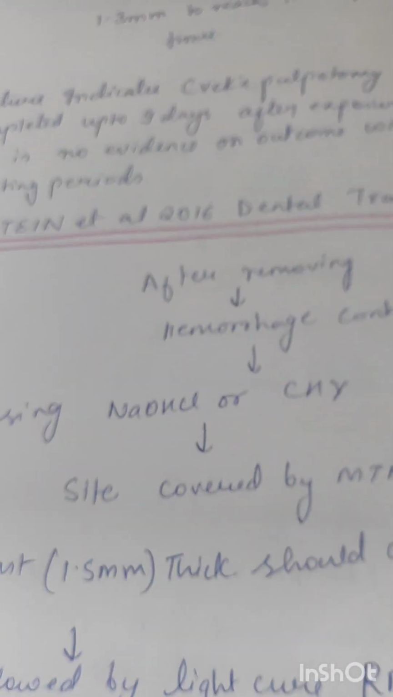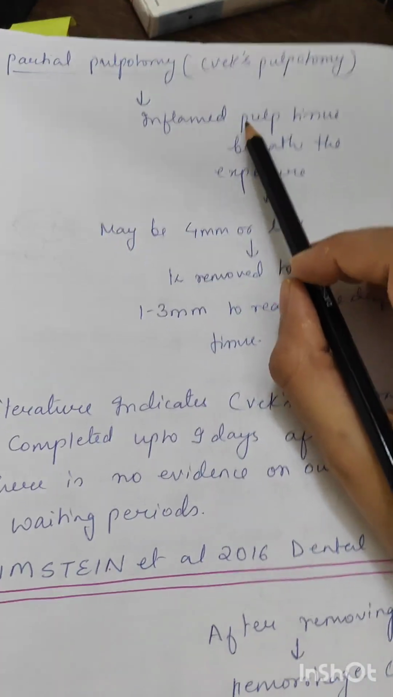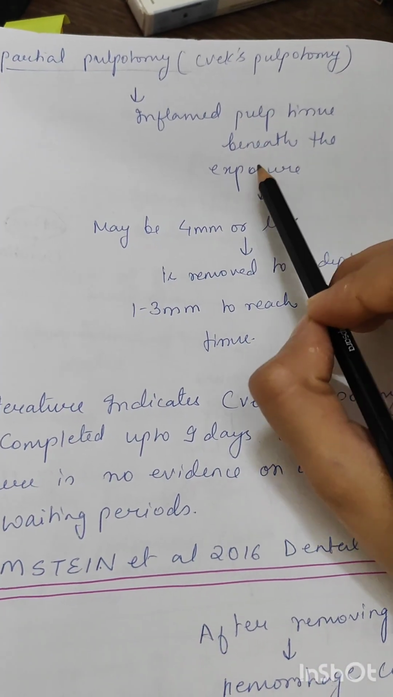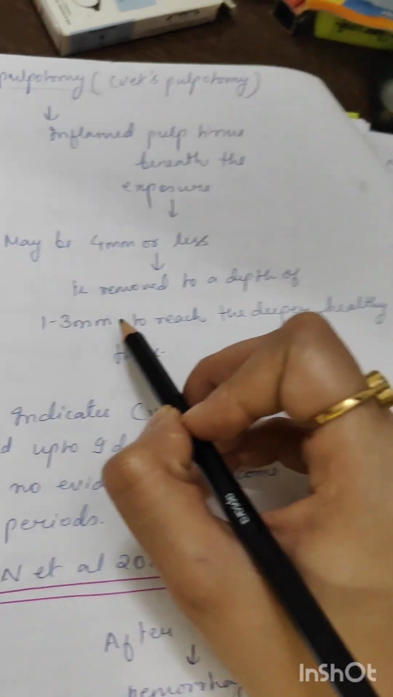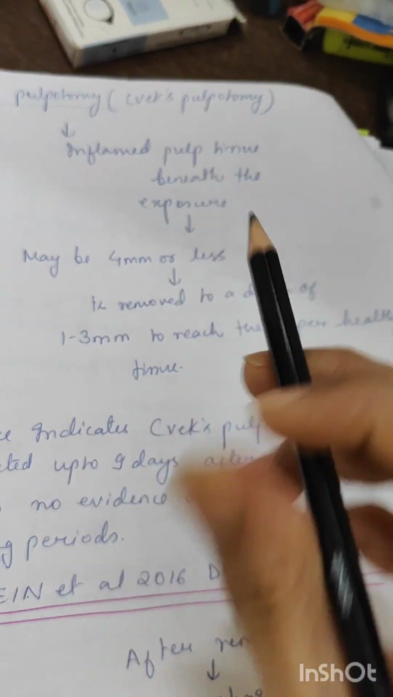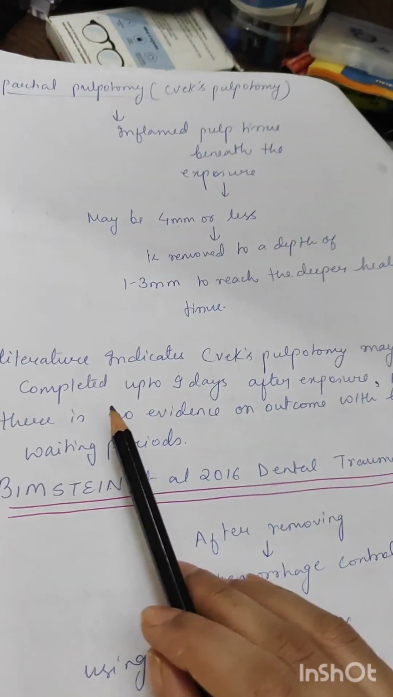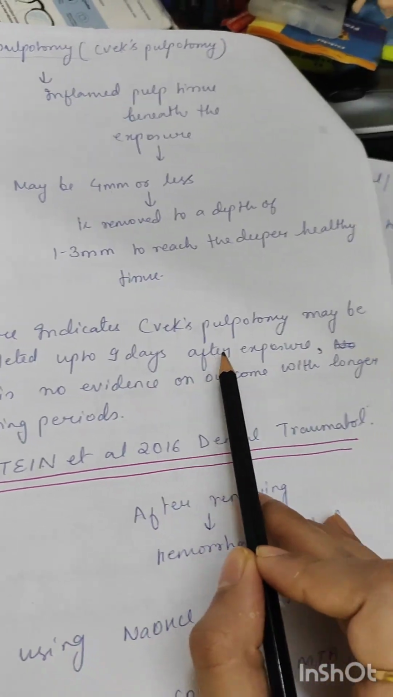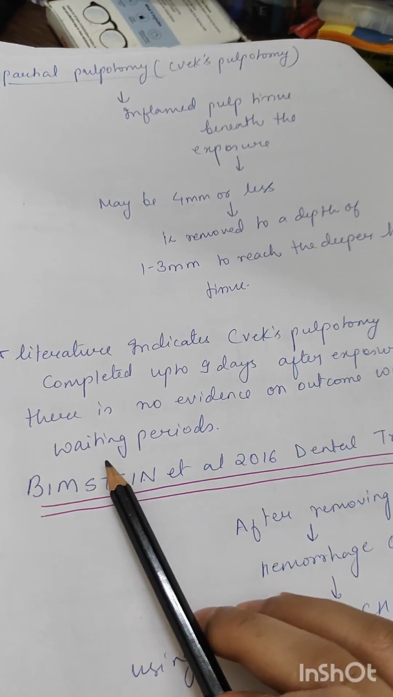Now next can be management, can be partial pulpotomy, that is Schweck's pulpotomy can also be done. It is done in inflamed pulp tissue beneath the exposure. It may be 4 mm or less, is removed to a depth of 1 to 3 mm to reach the deeper healthy tissue. Literature indicates Schweck's pulpotomy may be completed up to 9 days after the exposure, but there is no evidence on outcome with longer waiting period.